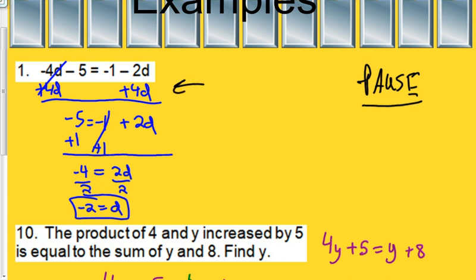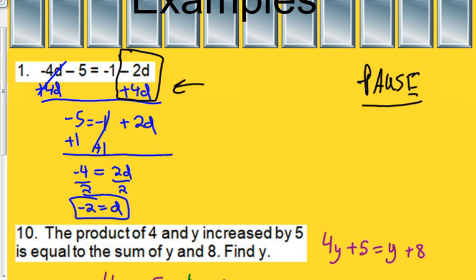And I'm left with just -5 on the left side, because that symbol has to stay with it. So that's -5 equals -1 plus 2d. So how did I get plus 2d? Well, I looked right here. It was -2d plus 4d. So that symbol always stays with what it's in front of.